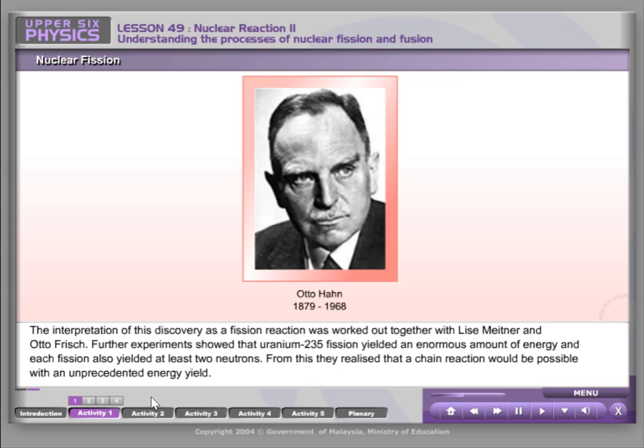Further experiments showed that uranium-235 fission yielded an enormous amount of energy, and each fission also yielded at least 2 neutrons. From this, they realized that a chain reaction would be possible with an unprecedented energy yield.